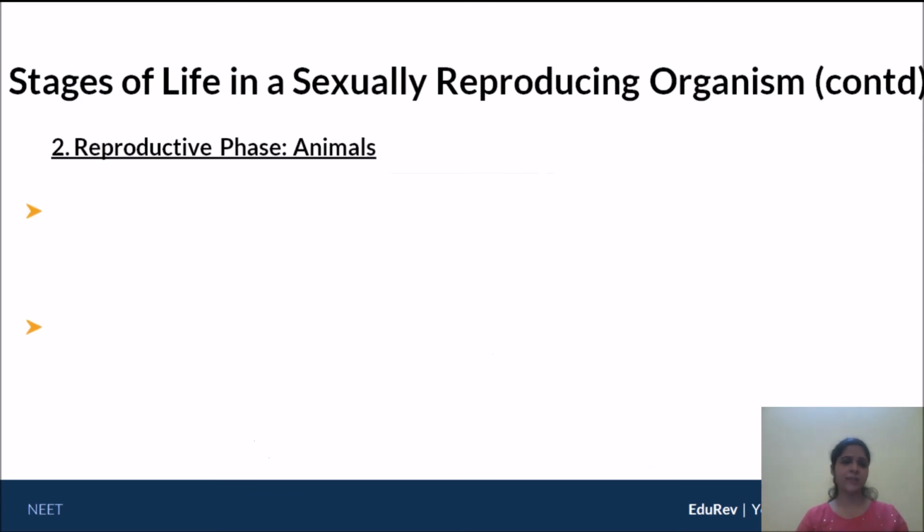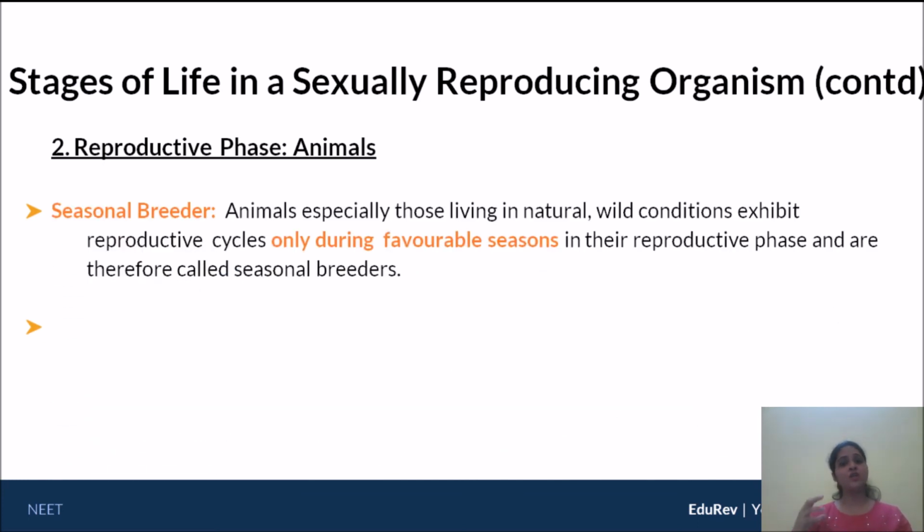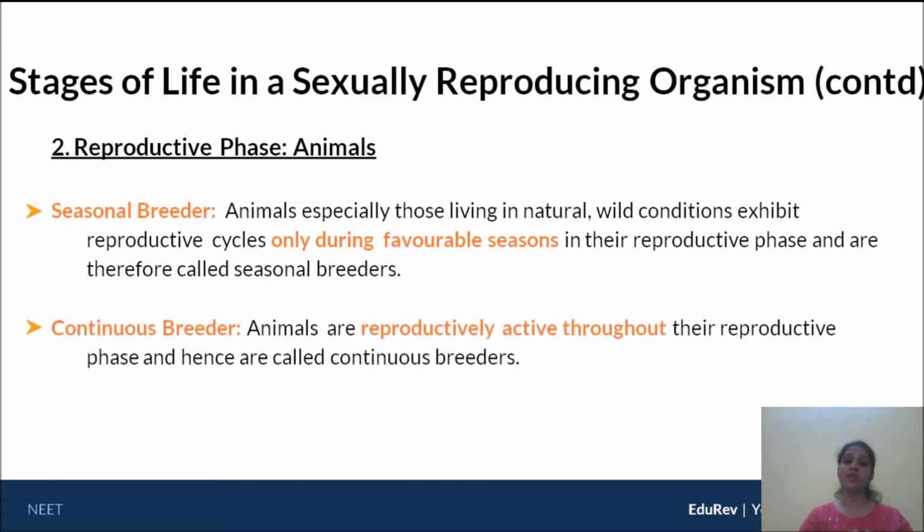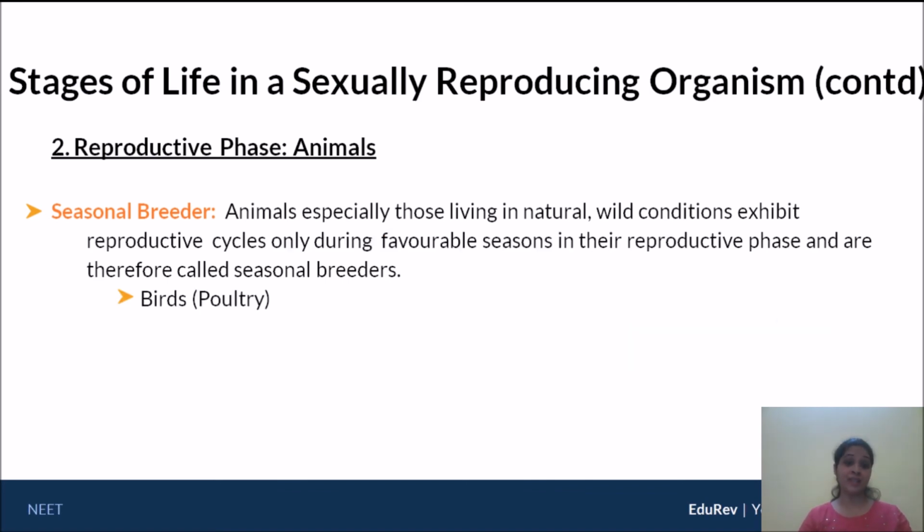But let's focus a little bit on seasonal breeders. Seasonal breeders are animals, especially those living in nature, in wild conditions, that exhibit reproductive cycles only during favorable seasons. So only during the favorable season you will have these reproductive cycles coming in. Whereas continuous breeders are animals that are reproductively active throughout the year, therefore called continuous breeders. Now we're going to focus a little bit on seasonal breeding.